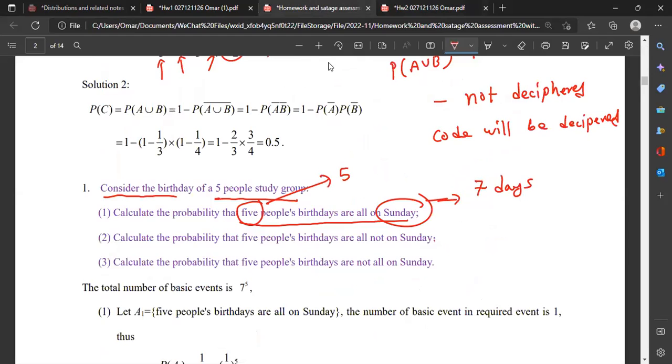And now let's see the second question. Calculate the probability that 5 people's birthdays are all not on Sunday.